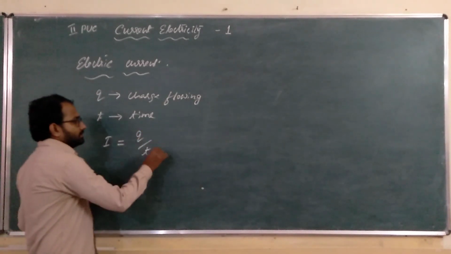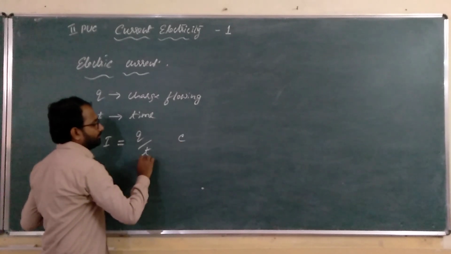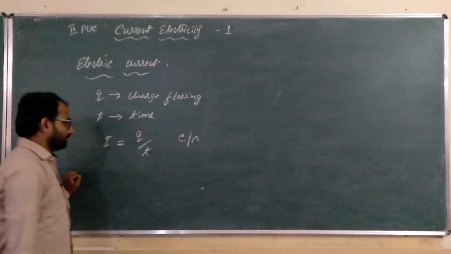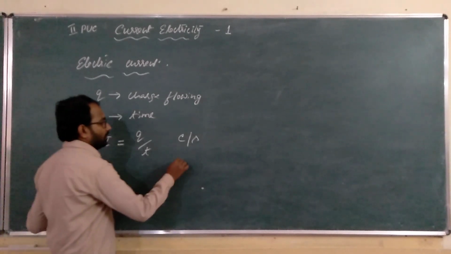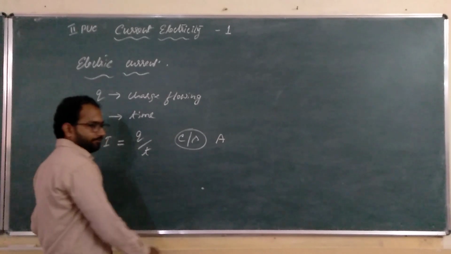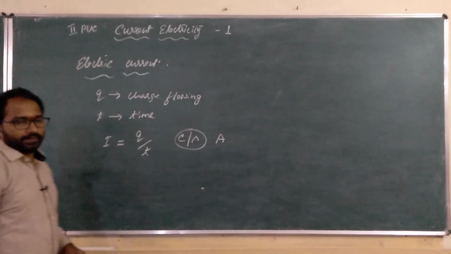Say Q is in terms of coulomb. Time is in terms of second. So, coulomb per second is the unit of current, which is called ampere, capital A. So, that is the unit of current, ampere.